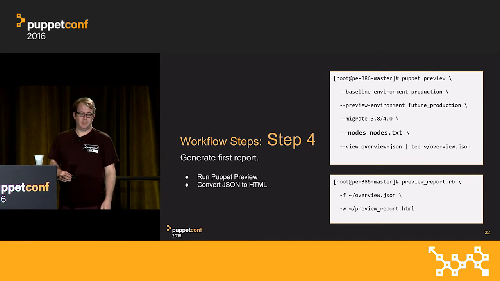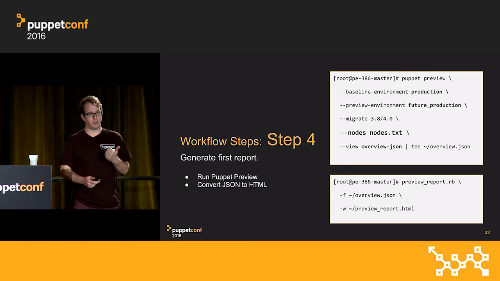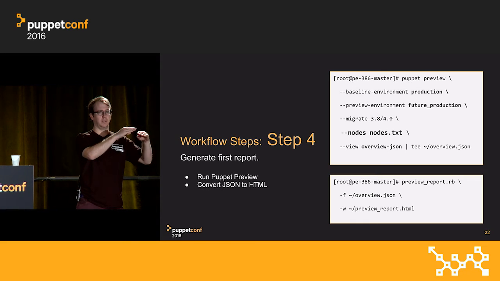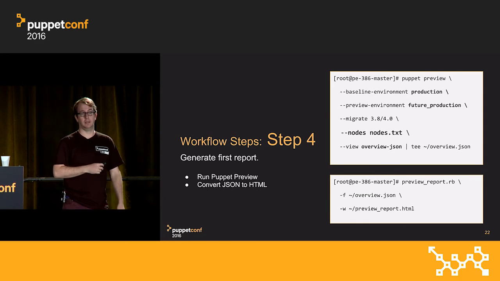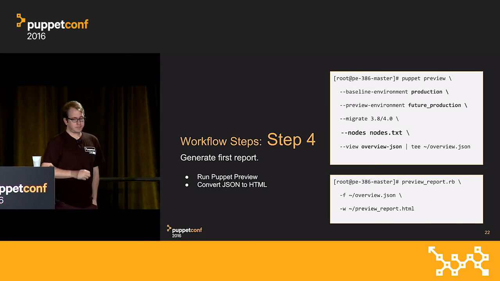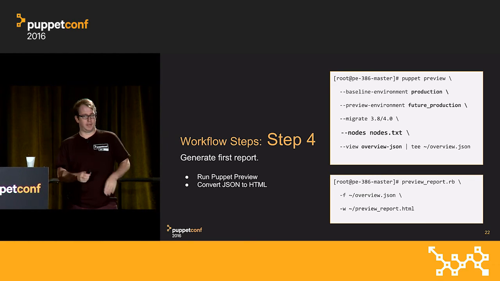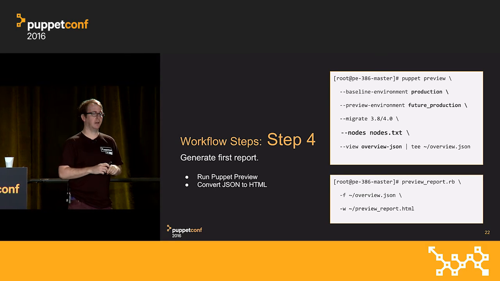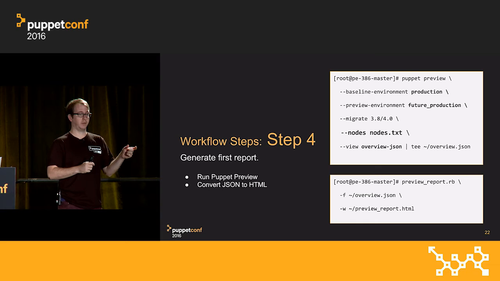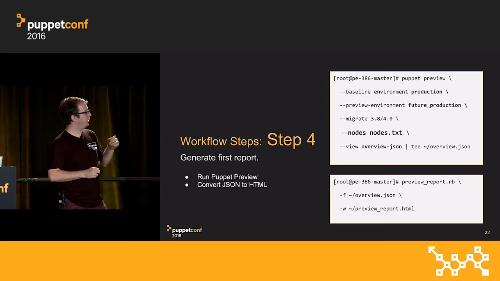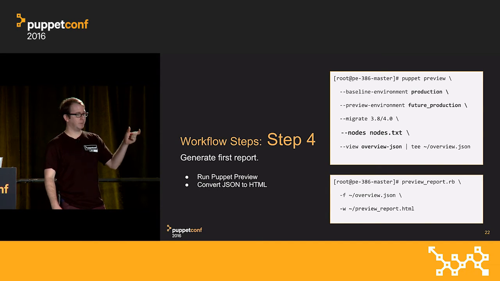And then --migrate 3.8 to 4.0. That will turn on the migration warnings. So by adding that flag, it'll show you all those coded IDs of the migration warnings. That's likely what you want if you're moving from 3 to 4. And then --nodes, you can create a text file that just has a node name per line and pass that into the tool, and it will compile a catalog in the future parser and the old parser for each of those nodes and compare them for you. You can leave off --nodes and nodes.txt, in which case you would just put the name of a single node at the end of the command, and it'll compile for just that node.